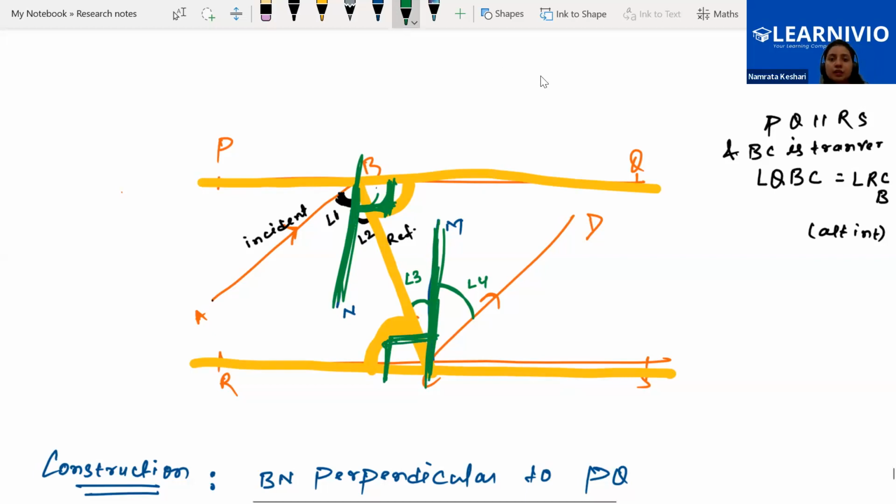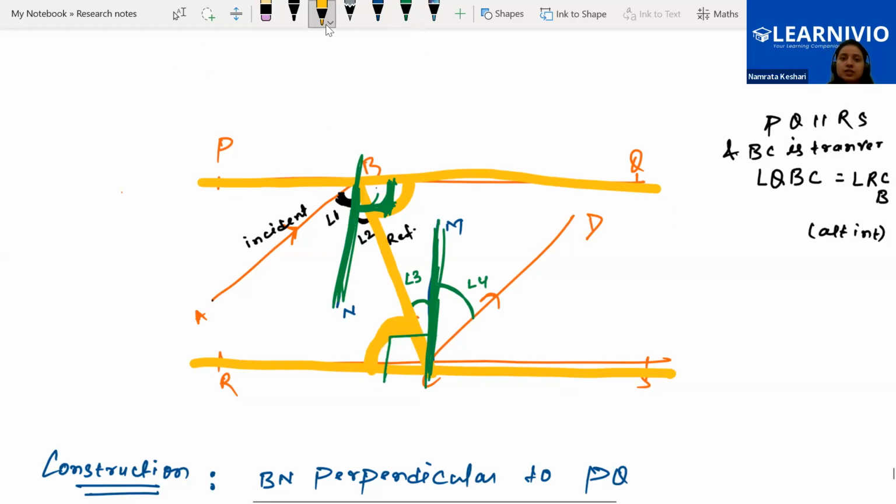Yes, ma'am. Let me wipe it. I'm going to write that, since we have constructed a perpendicular line. In the construction part we have written that we are constructing a perpendicular line. So 90 degrees over there, 90 degrees over here, we already know that.